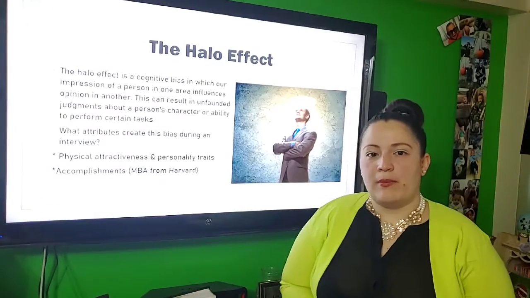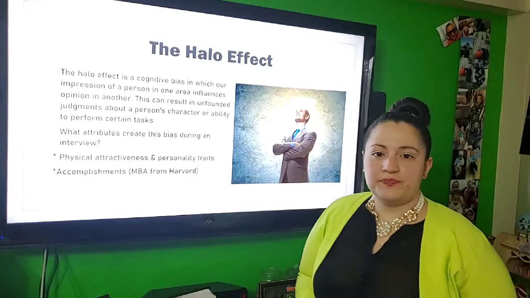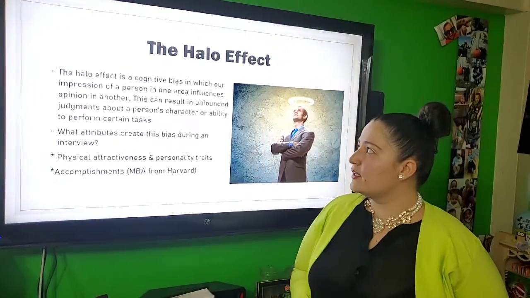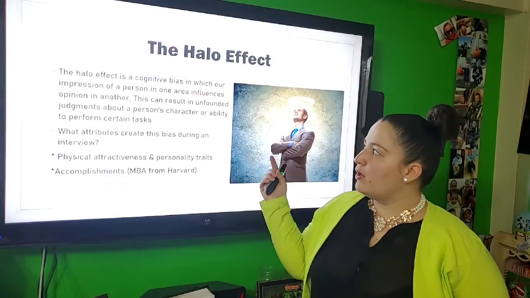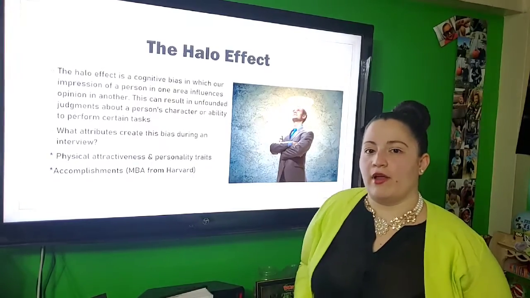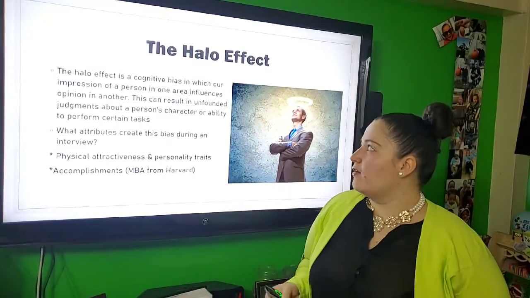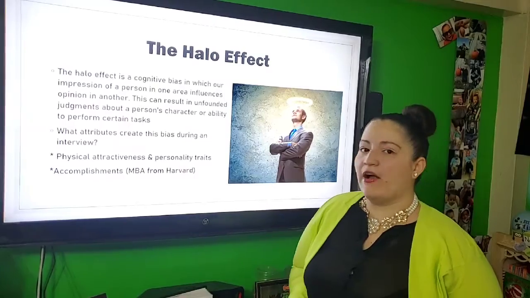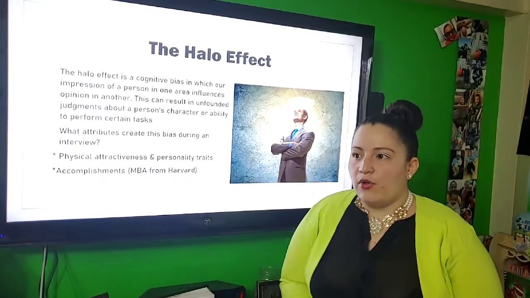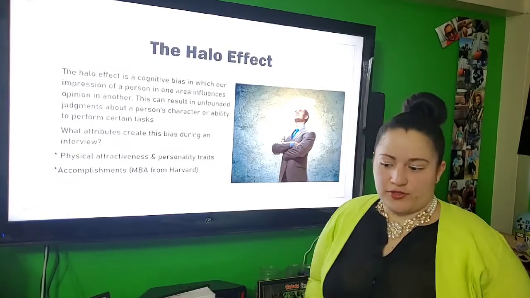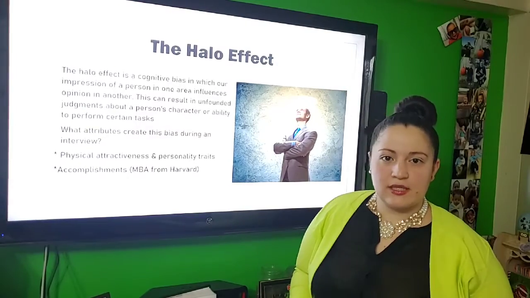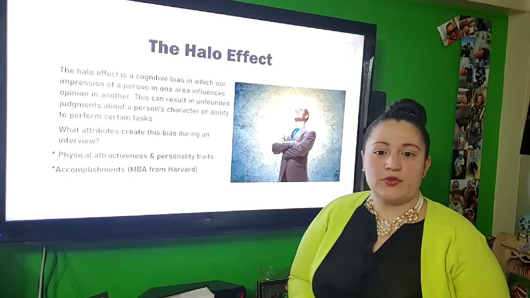For the purpose of my paper, I would like to focus on the halo effect and the framing effect. The halo effect is a cognitive bias in which our impression of a person in one area influences our opinion in another unrelated area. This can result in unfounded judgments about a person's character or ability to perform certain tasks. For example, attributes of that person, such as charisma, their personality traits, can affect how the interviewer sees that person.